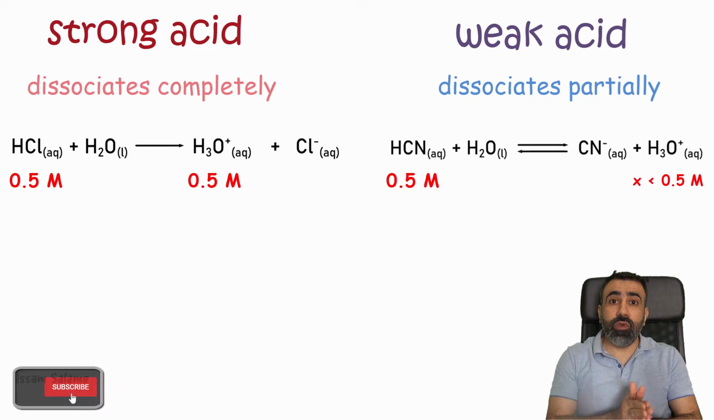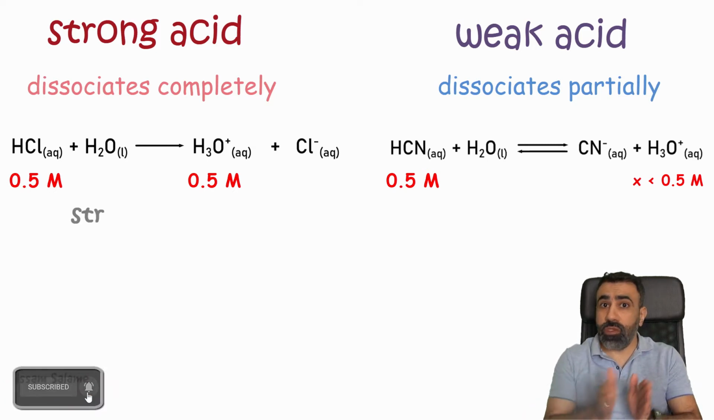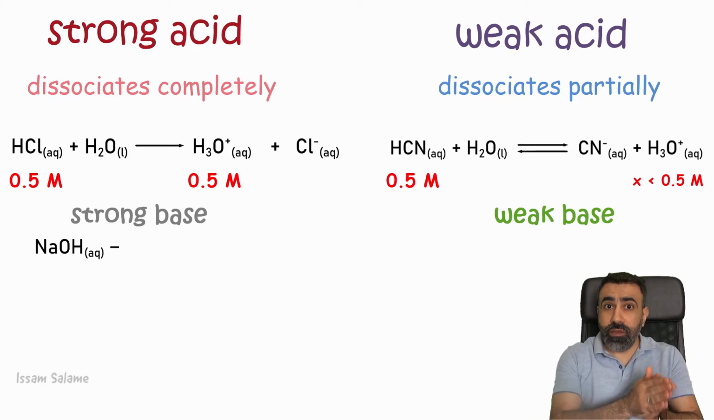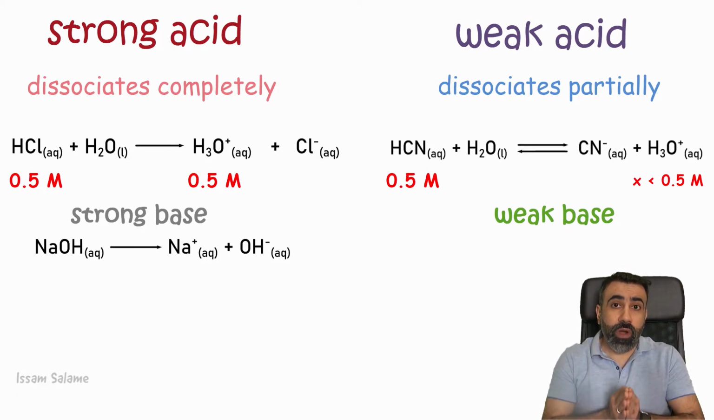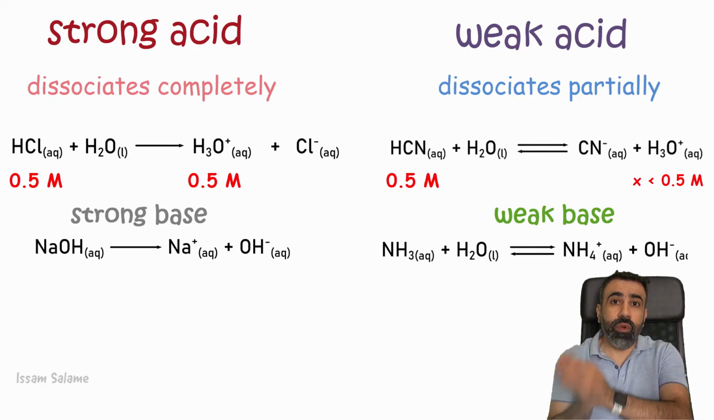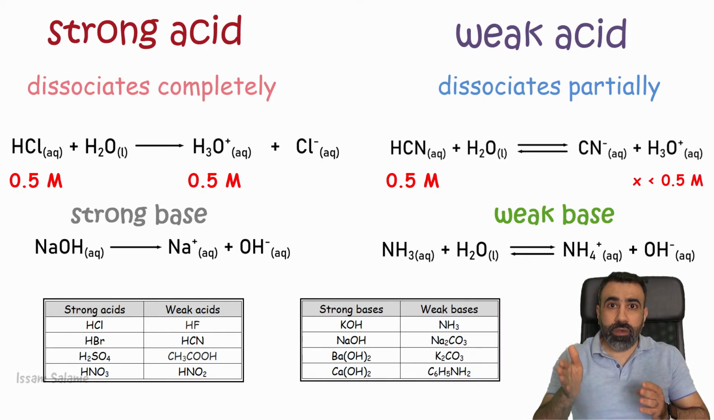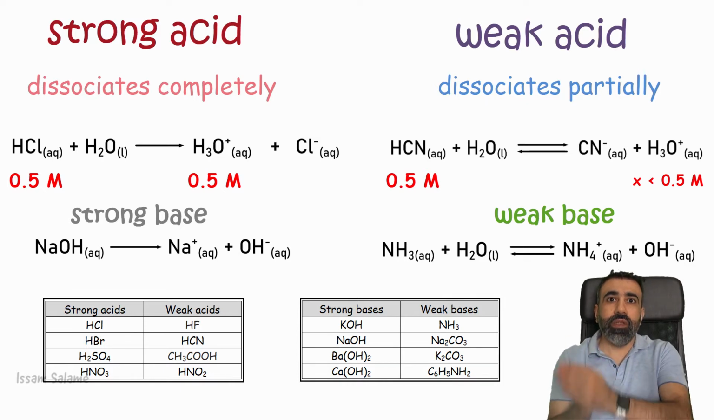The same definition is going to be applied to differentiate between a strong base and a weak base. Strong bases dissociate completely, while weak bases dissociate partially. Now, these tables are to show you some strong acids and weak acids, some strong bases and weak bases.